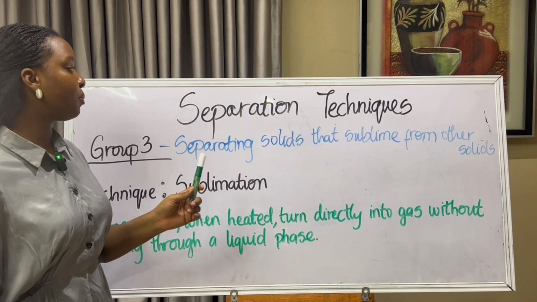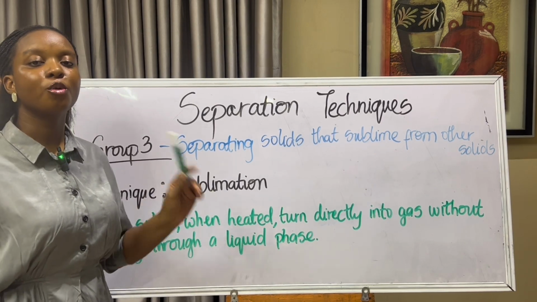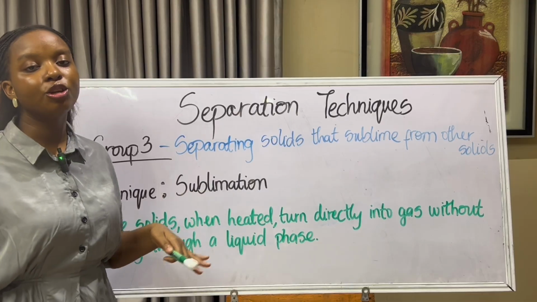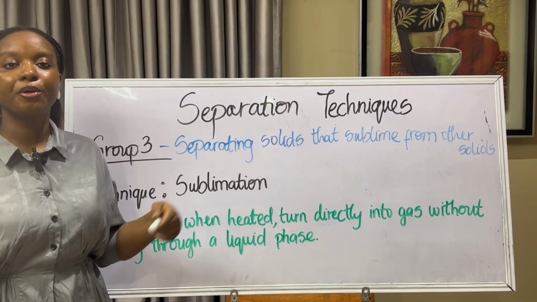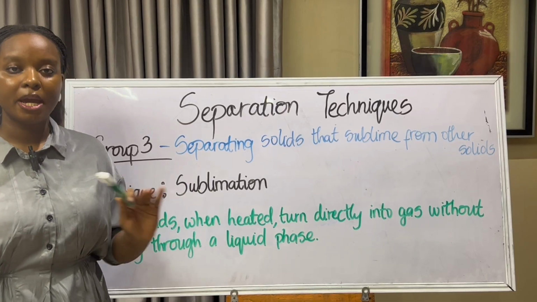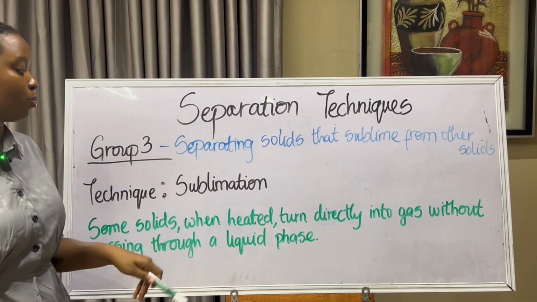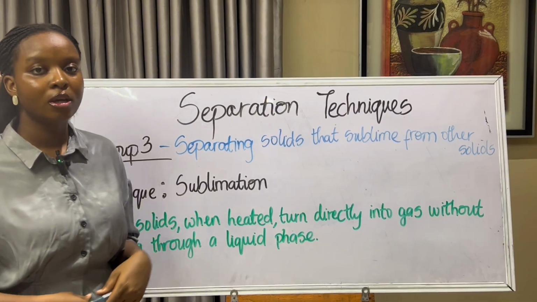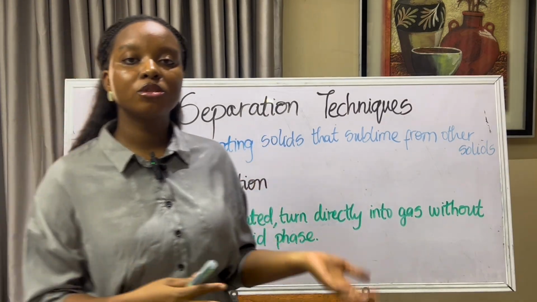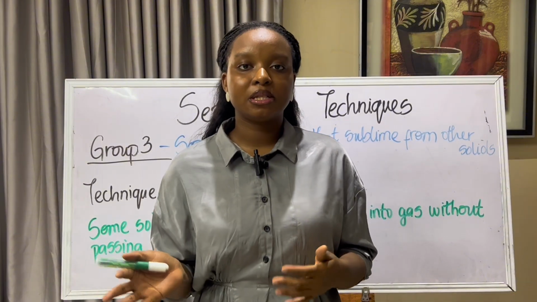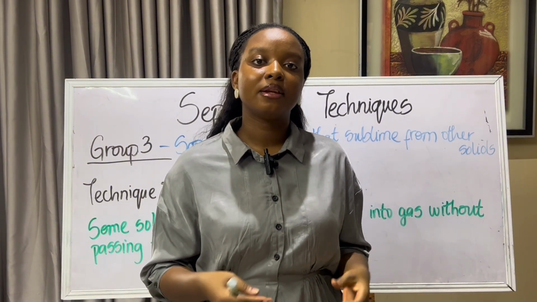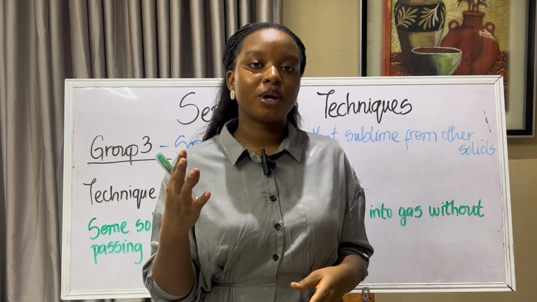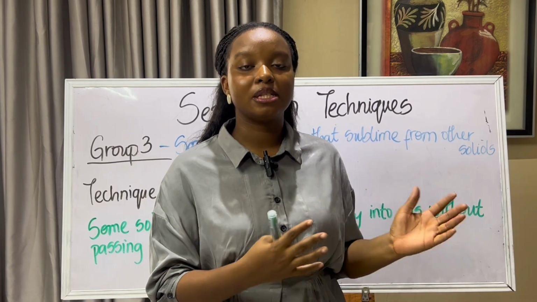Group 3 involves separating solids that sublime from other solids. And the technique used is sublimation. When some solids are heated, they turn directly into gas without passing through a liquid phase. And this process is known as sublimation. So if I have a mixture where one solid is sublimable and the other isn't, what I simply have to do is heat up that mixture, and then the sublimable solid vaporizes and the other solid is left behind.